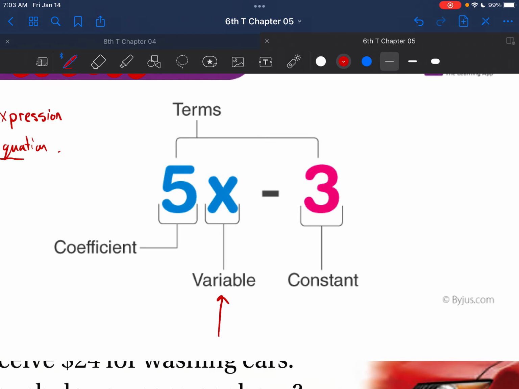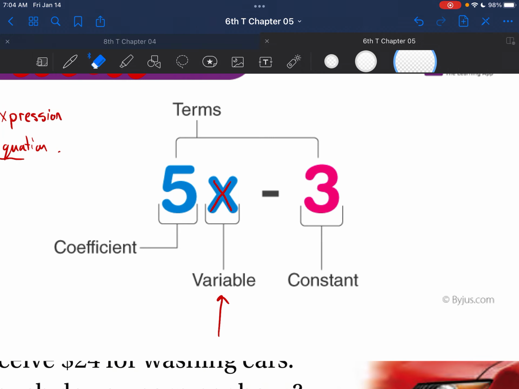Now, a variable is a letter, or something we don't know, basically. It changes. A variable is something that changes. We usually represent this with the letter x. So we don't use the multiplication sign or the letter x anymore. We use a variable. A variable is probably going to be a letter. You're going to start seeing expressions like 3a plus b. So that would be a variable, and that would be a variable. It's something we don't know.